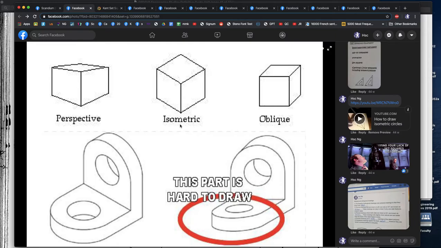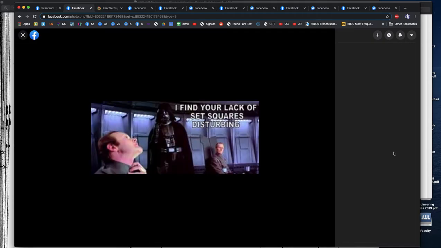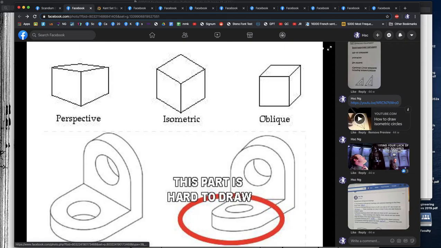Yeah, you need both. I have seen very few students bring set squares into their Year 11 exam, or even their half yearlies. And let me tell you, I do not like this, right? You need to have a set of set squares.